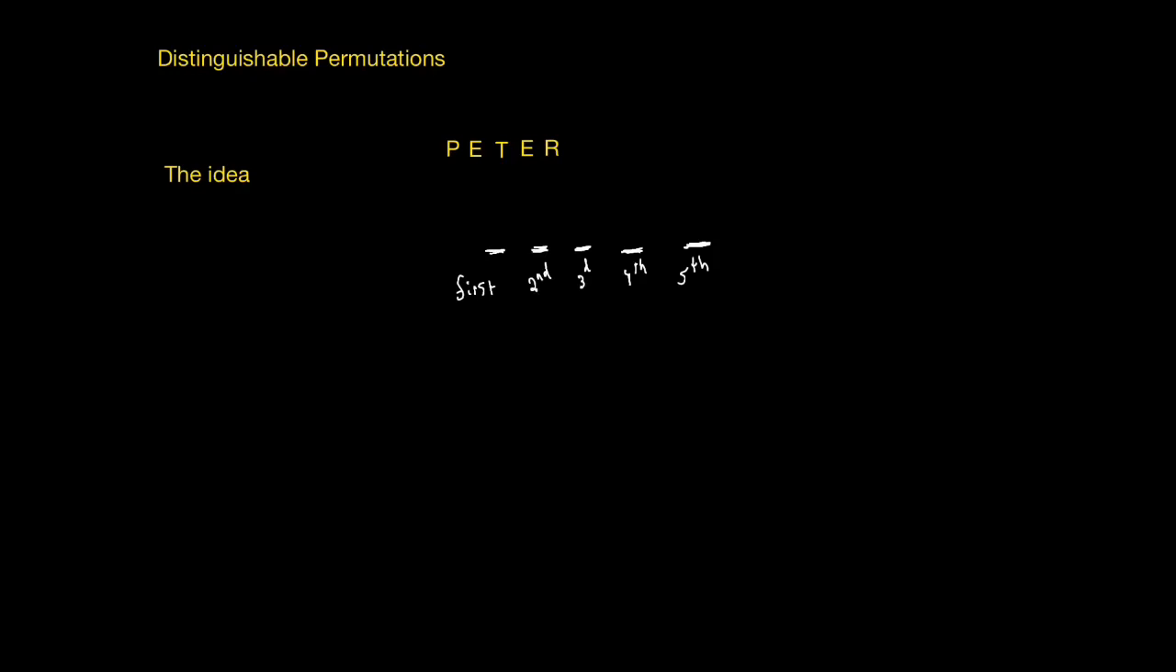Now let's talk a little bit about distinguishable permutations. Now here's the idea. Suppose that we have these 5 letters and we want to rearrange them. If we want to get the number of permutations, we care about the order. Which one goes first, which one goes second, which one goes third, all the way to fifth.